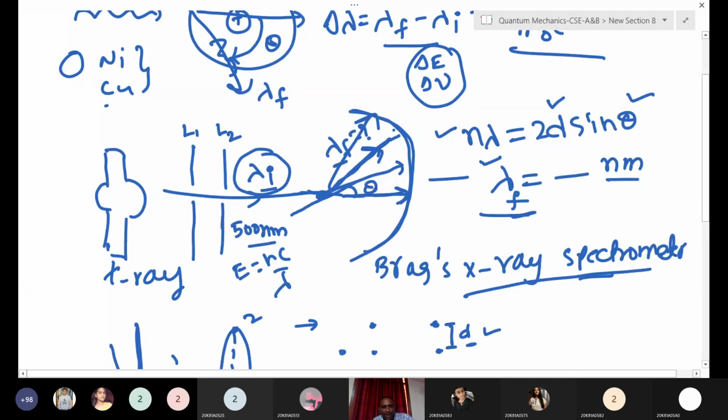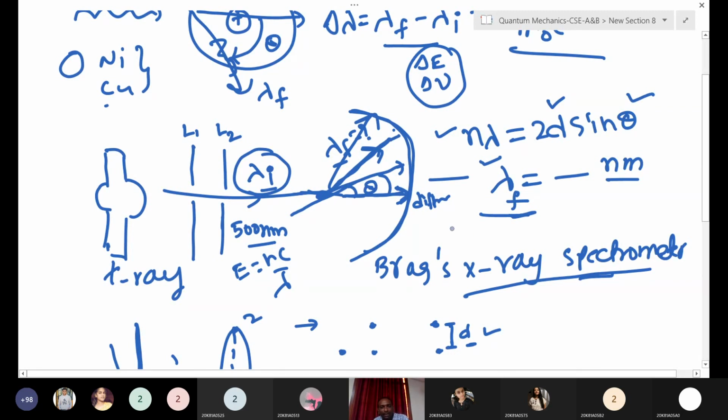Theta is the scattering angle. How do you estimate the scattering angle? Without any scattering, the photon follows the direct path, its initial or original path. After scattering, it goes off at a different angle. This is the scattering angle. We can estimate it using Bragg's spectrometer.